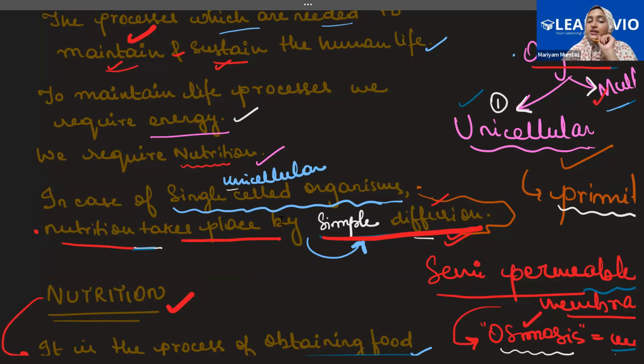But that is for single-celled organisms because they don't have proper machinery. They don't even have organs, right? They just have one cell in their body. And with that one cell, what do they do? They have to do every single thing with that one cell that they have in their body.